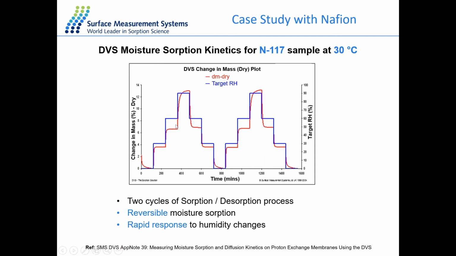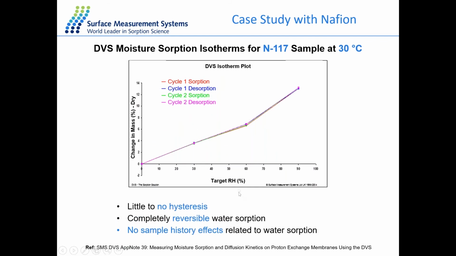We can get the mass at equilibrium state at each humidity stage and plot it against the target relative humidity. Then we can get this isotherm, showing the relationship between the target RH and the change of mass. The red and the blue lines are for the first cycle and the green and the pink lines for the second cycle. The 2 cycles are completely overlapping with each other. So there is almost no hysteresis gap between the sorption and desorption isotherms, which indicates the water sorption on the same sample is perfectly reversible. There is no sample history effect at all related to the water sorption on this naphthalene N117 sample at 30 degrees.